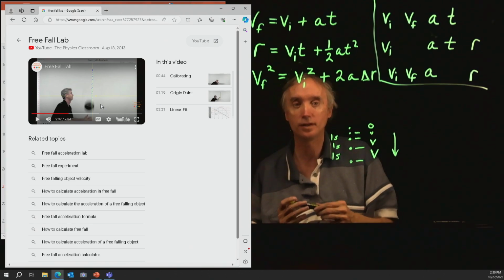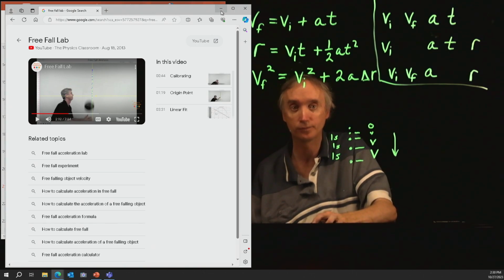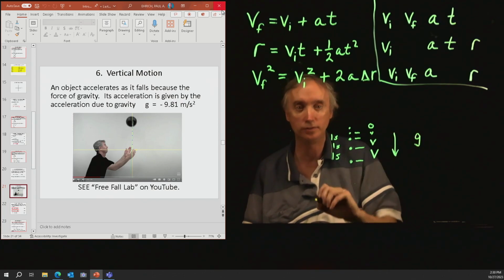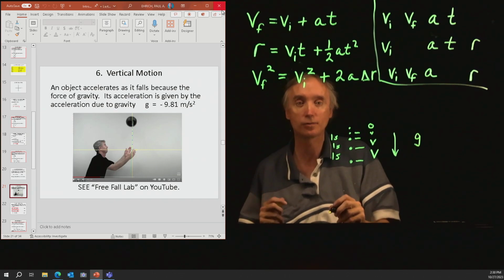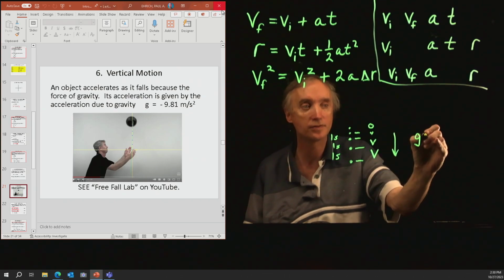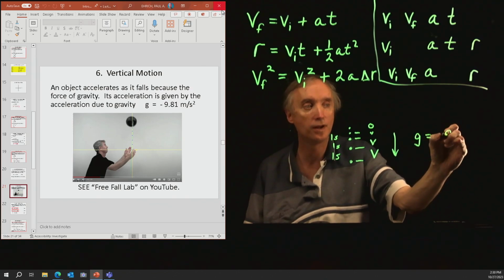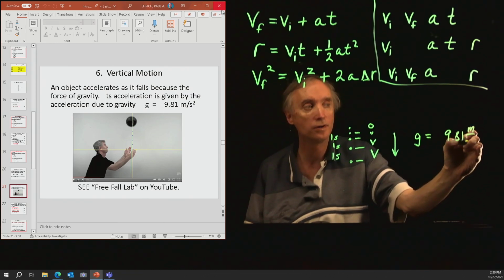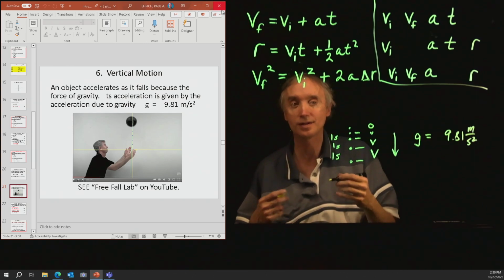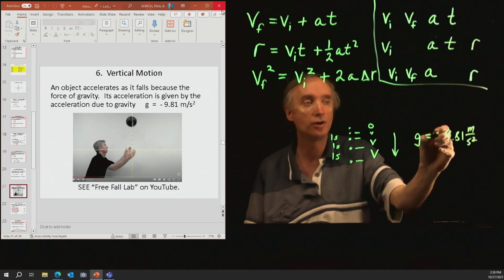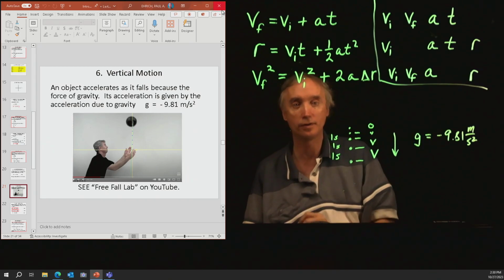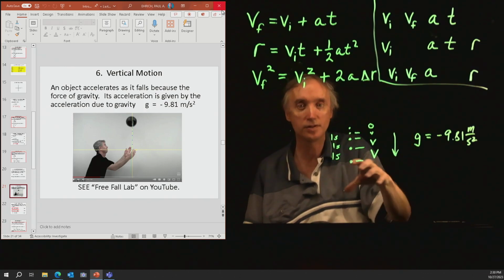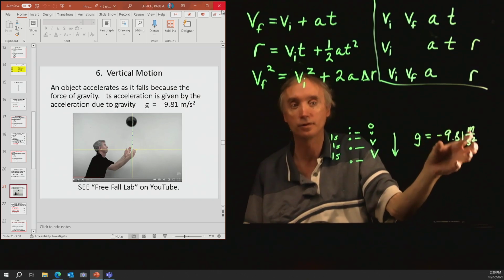And we're going to call that the acceleration due to gravity. And it's got its own special letter, which is going to be the letter G. So G stands for the acceleration due to gravity, and it has its own special number, which is going to be 9.81, and then it's going to be meters per second squared, because it's an acceleration. And then notice that I went ahead and put the negative sign on it because gravity pulls down. So this is the acceleration caused by gravity.